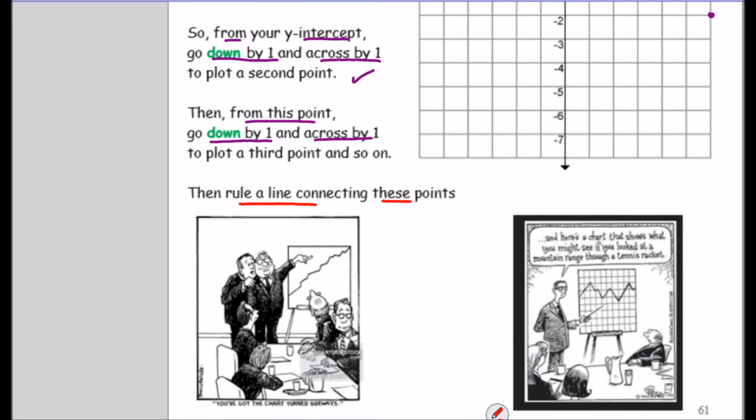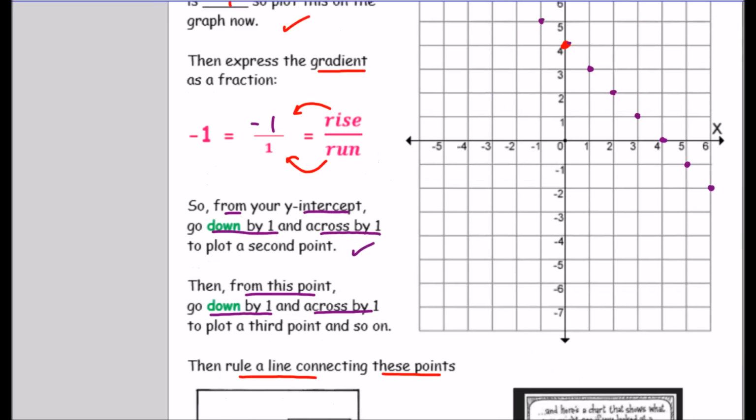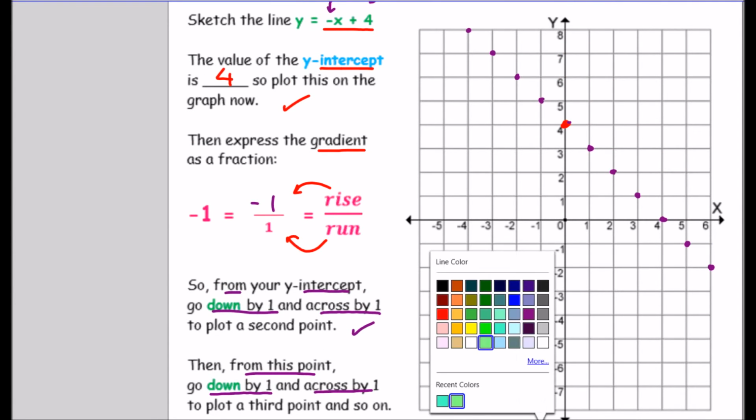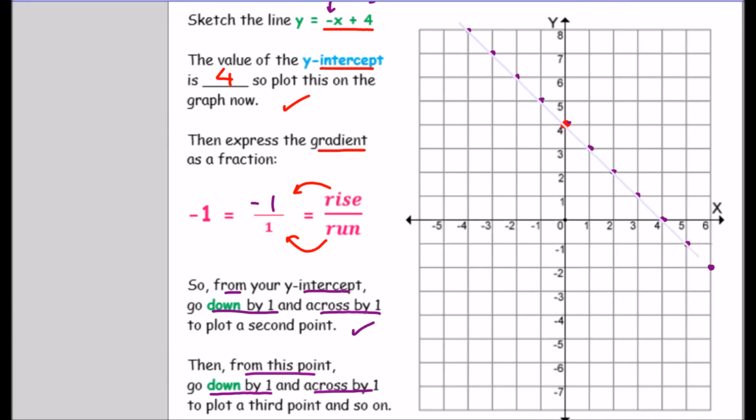So I rule a line, connecting these points. And what do you need to put on that line after you've drawn it? That's right, you need to put the label. So watch me rule my line in lilac. Oh, that's pretty good, first go. What am I missing? Why might someone take a point off? That's right, I'm missing the equation.